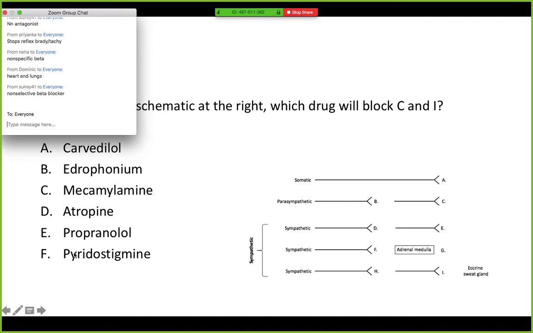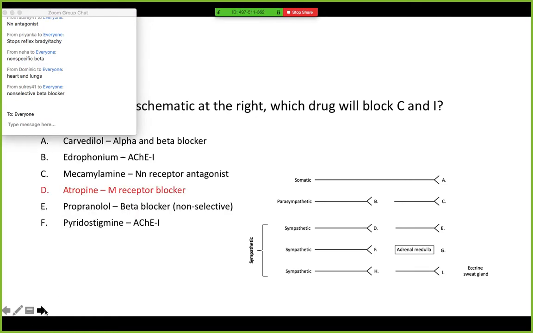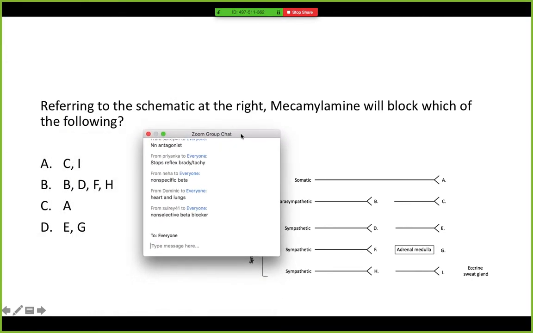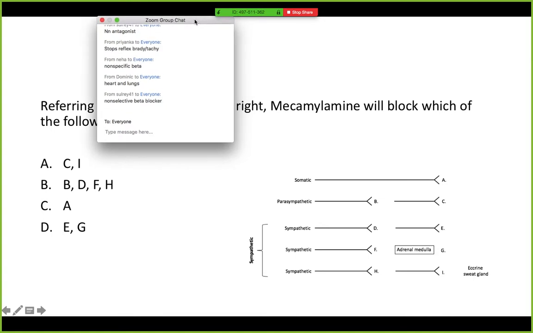So, a good idea for tomorrow is just to make sure at minimum you know the mechanism of action of all these drugs. And if you know that, you can predict its effect, and that makes it a lot easier to eliminate wrong answer choices. All right, how about what is mecamylamine going to block? Right, your autonomic ganglia. Yeah, so NN receptors, and B here is the correct answer.